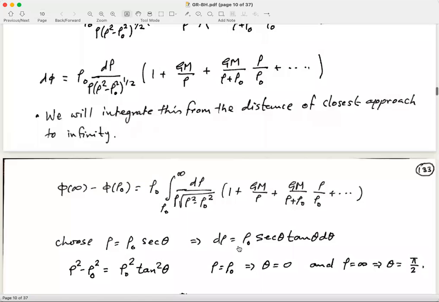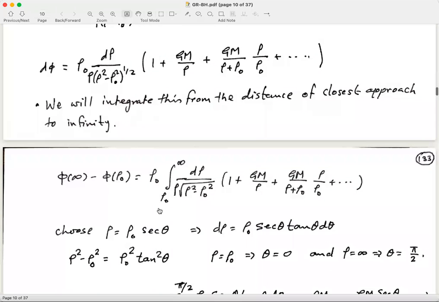So here is the integral. On this side, you know that this would correspond to the value of phi at infinity minus the value of phi at rho naught. The right hand side is the integral over rho, and that should be a quantity integrated from rho naught to infinity. Good.